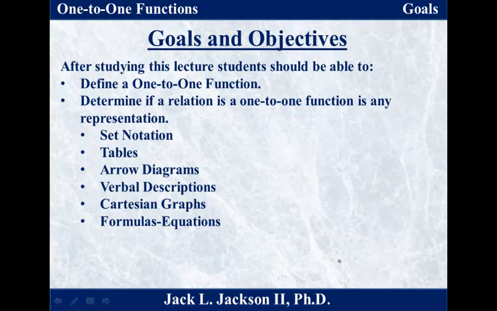So after studying this material, you should be able to define a one-to-one function, and also be able to determine if a relation is a one-to-one function in any of the possible representations we've looked at: sets, notation, tables, arrow diagrams, verbal descriptions, Cartesian graphs, formulas and equations. In fact, some of the other ways maybe that we didn't go over in this video, you should be able to do them as well. Okay, so we started with relations. Special kind of relations are functions. Special kind of functions are one-to-one functions.